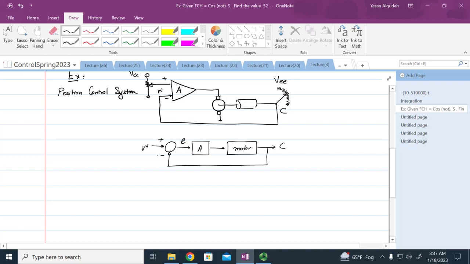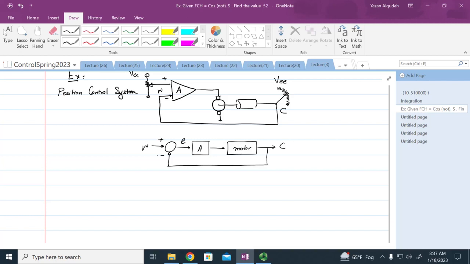Why is this the error signal? Anybody? It's the difference between the output and the input. Excellent, yes. It's the input minus the output, R minus C. If I have an input, I have an output. The input minus the output is the error. So this signal here gives me that, R minus C.